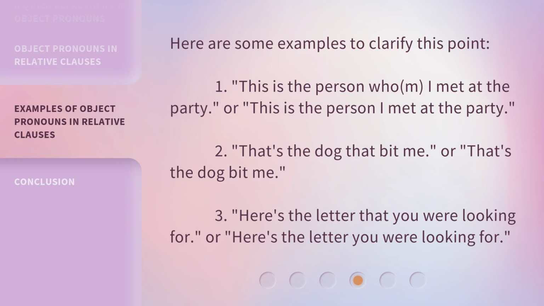Here are some examples to clarify this point. 1. This is the person who I met at the party. Or, this is the person I met at the party. 2. That's the dog that bit me. Or, that's the dog bit me. 3. Here's the letter that you were looking for. Or, here's the letter you were looking for.